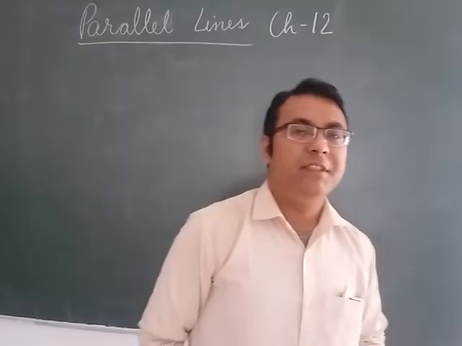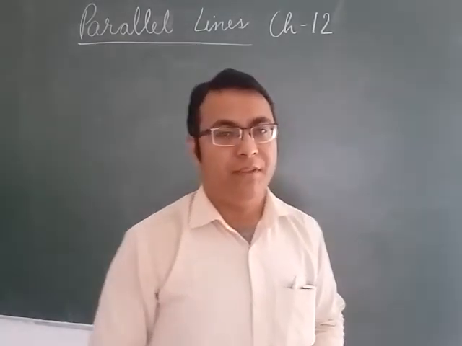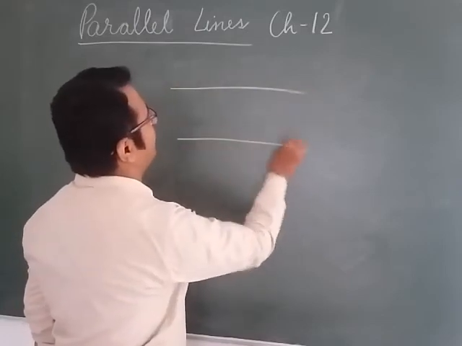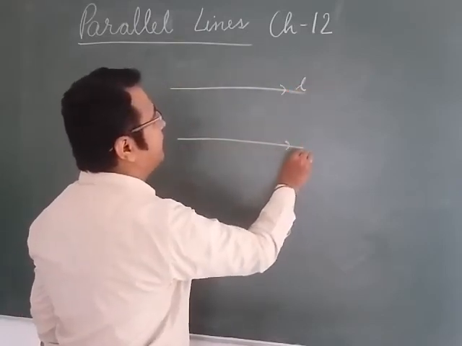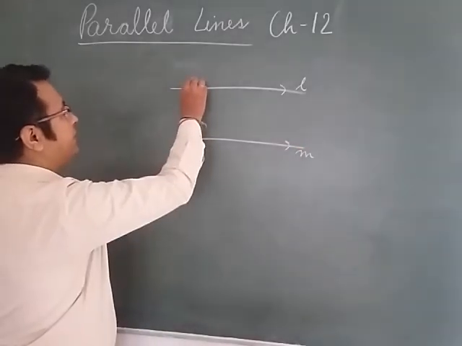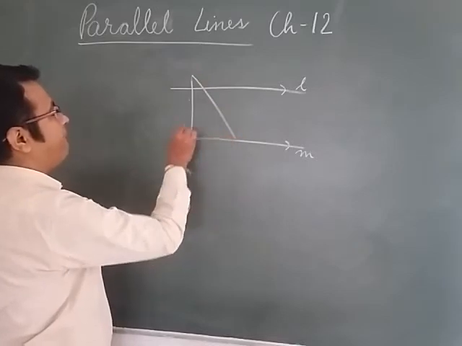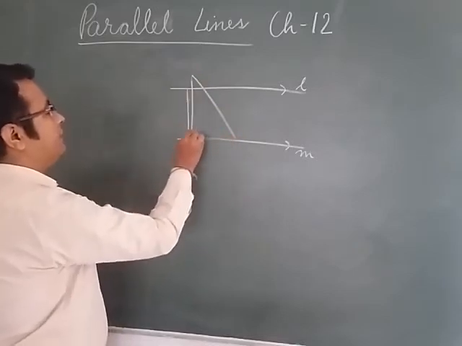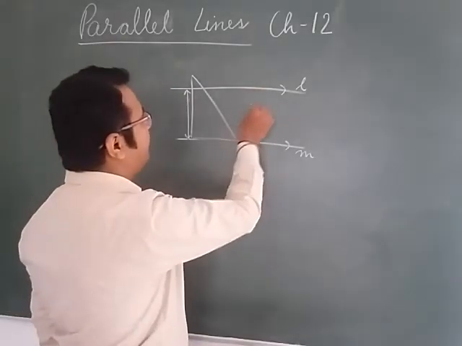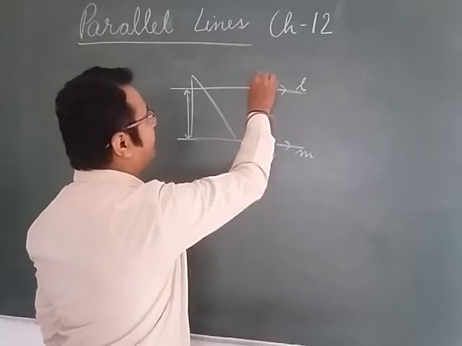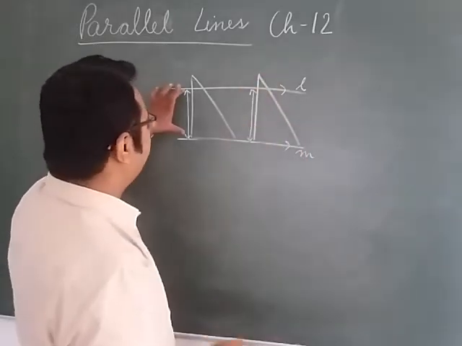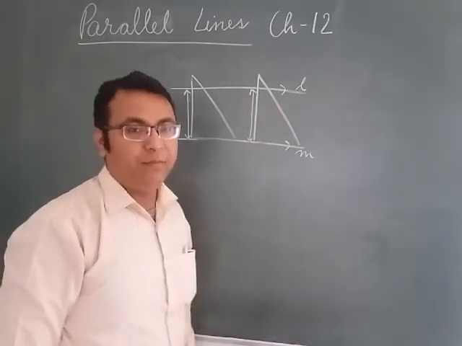We can measure distance between parallel lines using set square. Suppose if I have two parallel lines, this is line L, this is line M. If I want to measure the distance, I will place my set square like this, and I will measure this distance using the set square. Again, if we want to measure this distance, same thing, we will put one set square here and we will measure this distance. Both these distances should come same, then only the lines will be parallel.